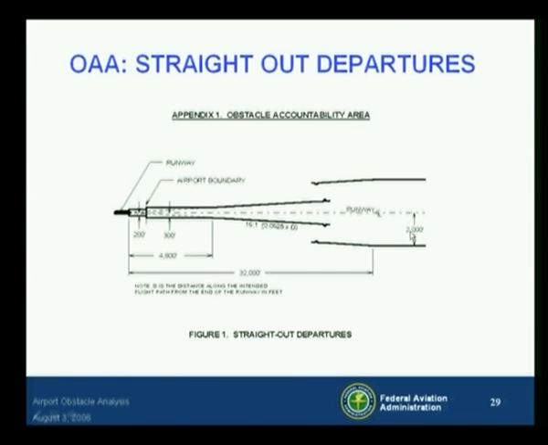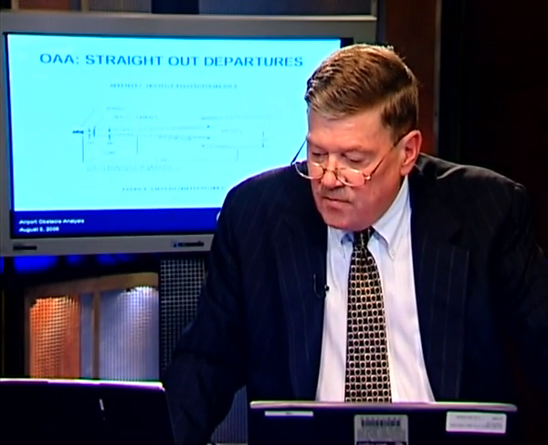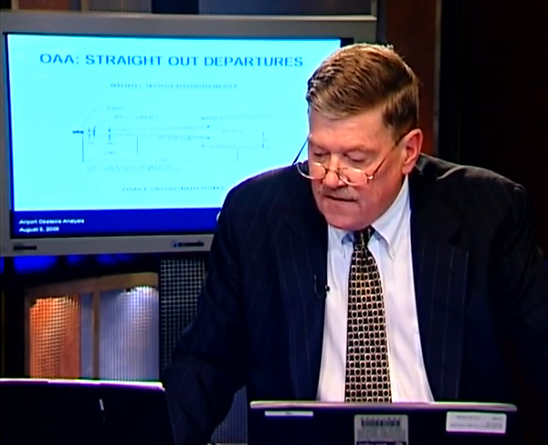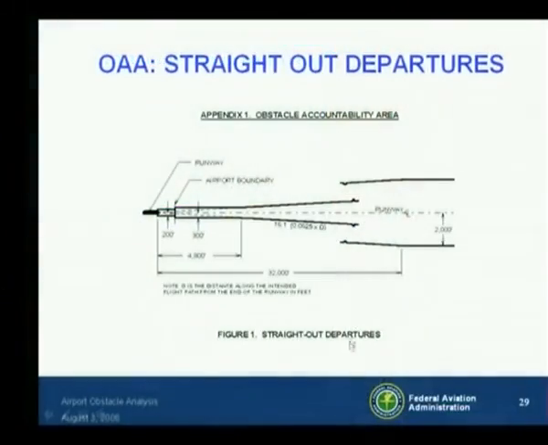So the width of the OAA is this 0.0625 times D on each side of the extended track, where D is the distance along the intended flight path from the end of the runway in feet, except when limited by the minimum and maximum widths of 200 and 300 at the airport and 2,000 at this 32,000 feet point out here. Apologize for this jerky slide. This is the area analysis method for a straight-out departure. And the deal here is that all obstacles within this area must be cleared by 35 feet.